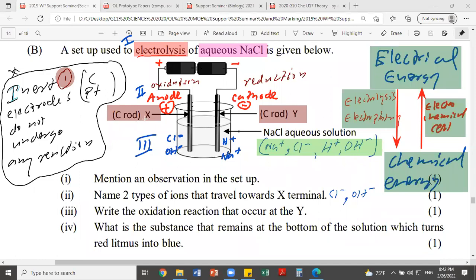Please write here. If the anode is copper, it is active and it dissolves. If the anode is zinc, it will dissolve, and nothing happens to the Cl minus and OH minus. Please write it. If it is only platinum or carbon, only the ions will oxidize.